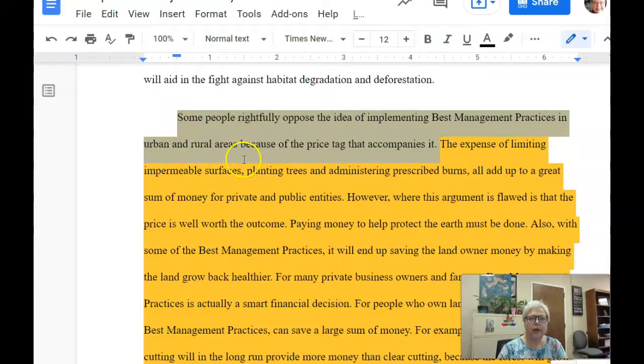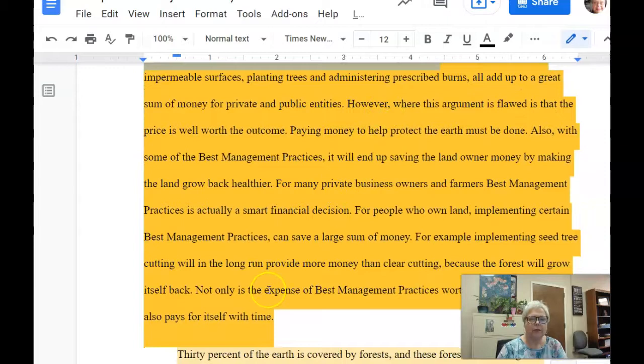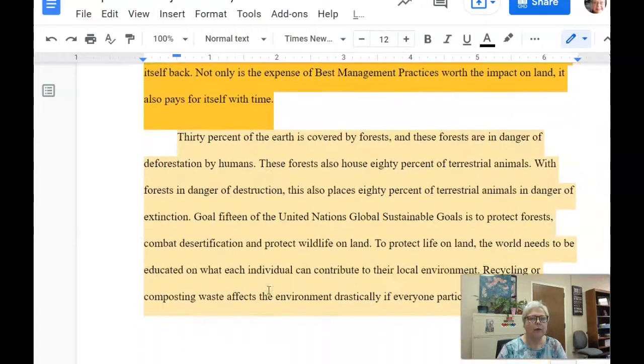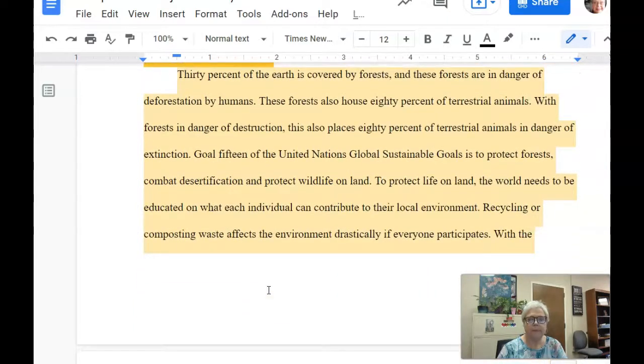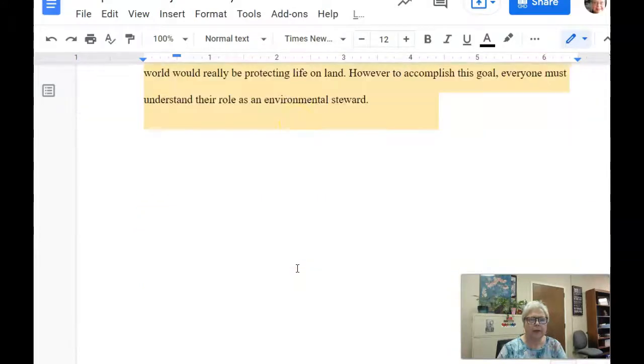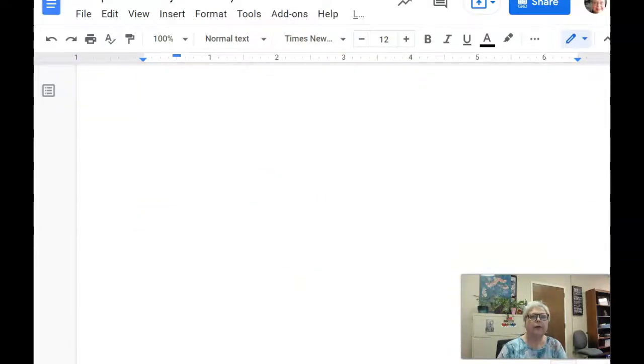He said some people rightfully oppose the idea of implementing best management practices in urban and rural areas because of the price tag that accompanies it. And then he's gone on to tell why it is worth the price. So that was his opposition and refutation. And then he also has a concluding paragraph here.